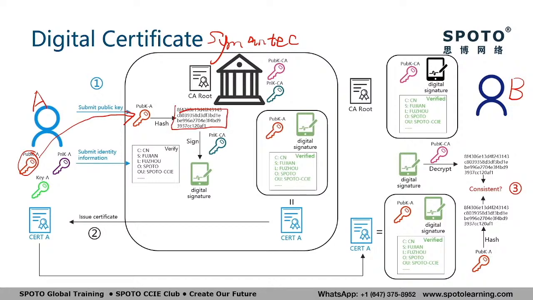In the meanwhile, user A submits identity information, like the information shown here. CN means China. Province is Fujian. City is Fuzhou. Organization is SPOTO. OU is SPOTO CCIE. Then Symantec will verify this, then use Symantec's private key over here to sign a digital signature for this user A.